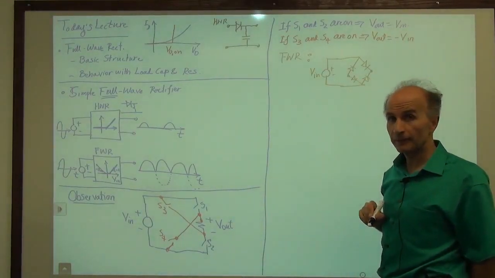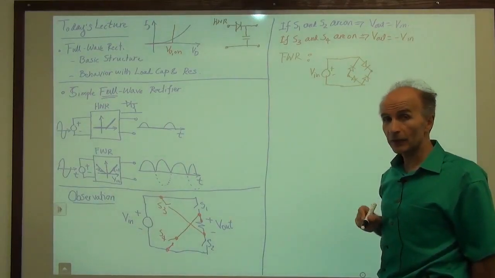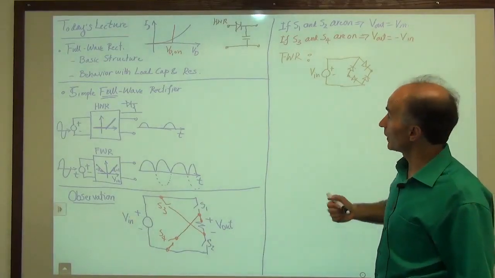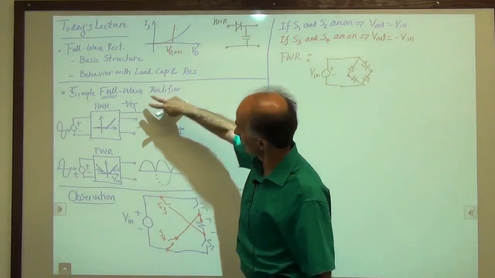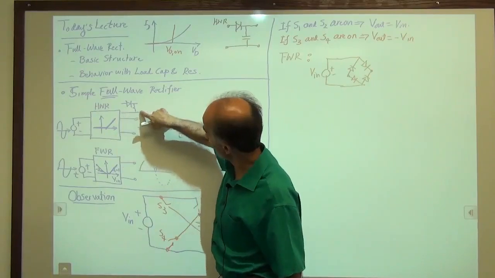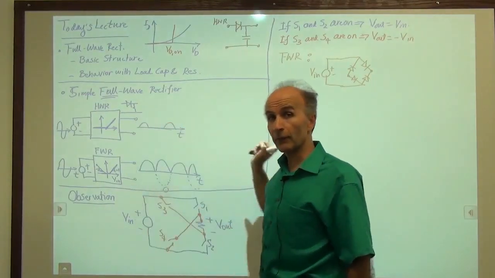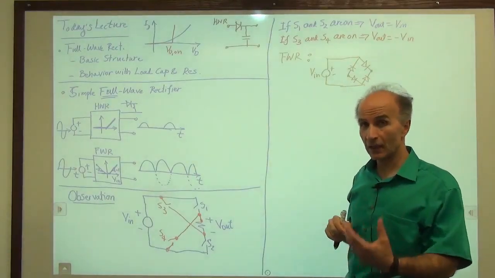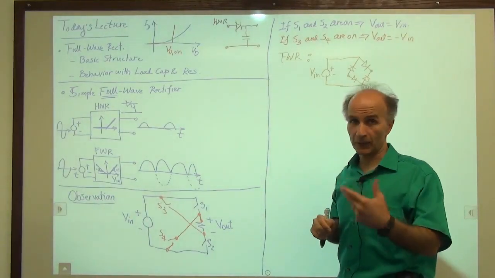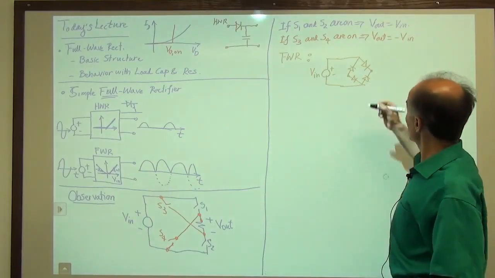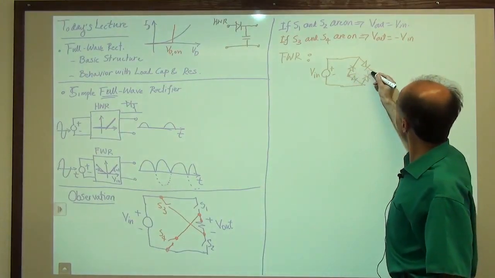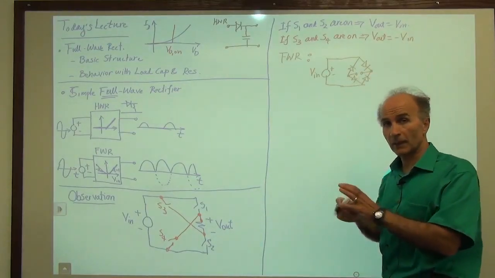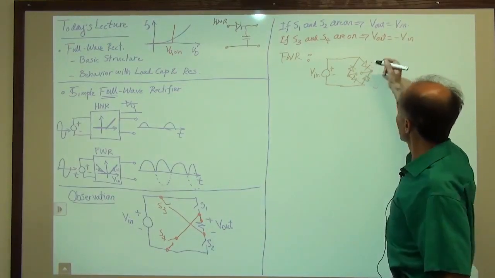Strange, but true. Okay? So the output does not share any terminals with the input. That was not the case here or here, right? Here there was one terminal shared between the input and output, but for a full wave rectifier, that is not the case. We simply cannot share one of the terminals between the input and the output. Okay, so the output is here. That is the output. It's a little awkward to draw it because it's a little crowded, but that's okay.